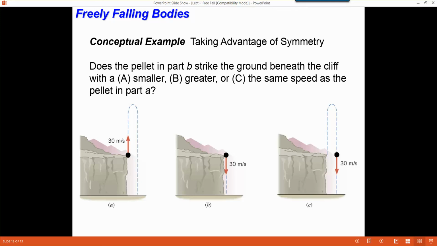Now the difference is, pellet A had to go up before coming down. Pellet B was thrown directly down. So if I threw those at the same time, I know that the pellet in B would hit the ground first in time, but when A finally hit the ground, we know it would be going just as fast as B would have been going.